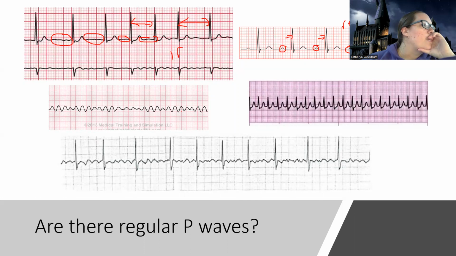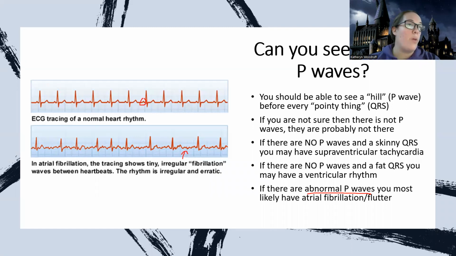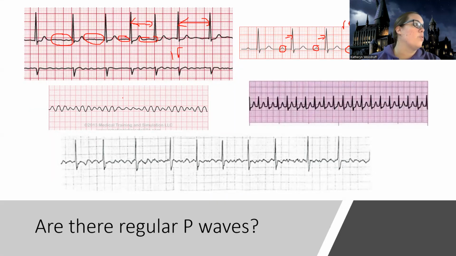So let's look at this one. Yeah, I don't see any P waves. This is the one where, as I said on the last slide, if there are no P waves and a fat QRS, you have a ventricular rhythm. So this is going to be my VFib. I cannot see any P waves. All I see is a big fat QRS, so that's going to be a ventricular rhythm. With VTach, if you remember, there's also just a big fat QRS complex. This one happens to be VFib, but you're also not able to see P waves in VTach usually. So here's another one.